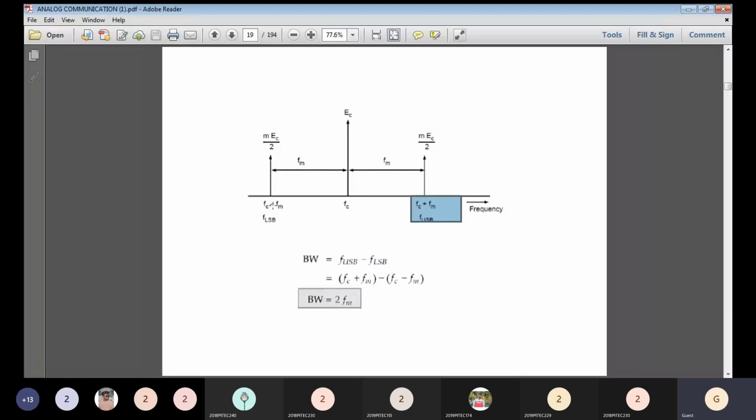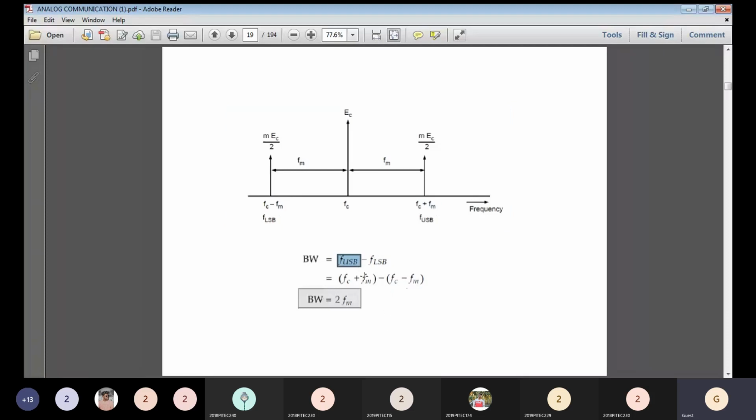Fc, Fc plus Fm, Fc minus Fm. Which one is greater? This one is greater, this one is the upper one, Fc plus Fm. Which one is the lower value? Fc minus Fm. Take the difference of these two terms: Fc plus Fm minus Fc minus Fm.